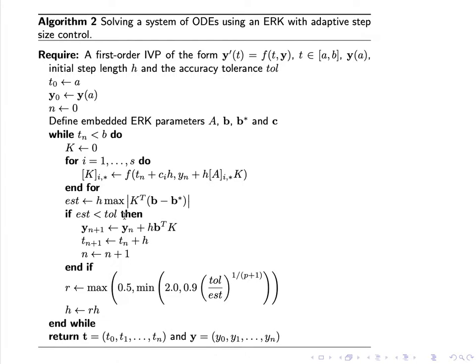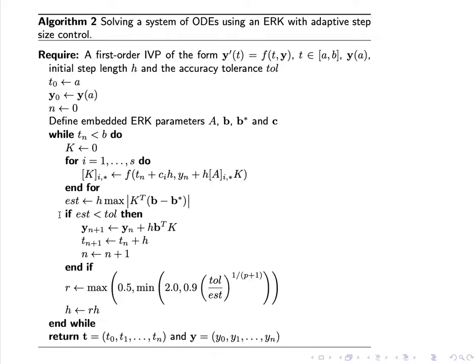If it's less than the tolerance, we can advance the solution. So we advance the solution using our Runge-Kutta method. Note that this is the matrix multiplication. We update our t value, and we update our loop counter.